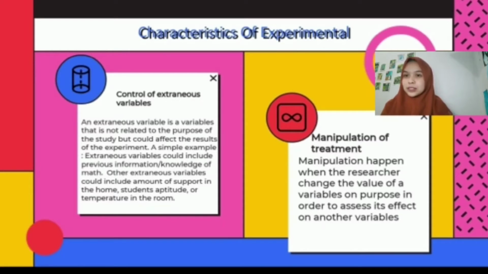Second is manipulation of treatment. Experimental research needs at least one independent variable to be manipulated. Manipulation happens when the researchers change the value of a variable on purpose in order to assess its effect on another variable. That's all for me, and the next material will be presented by my friend.